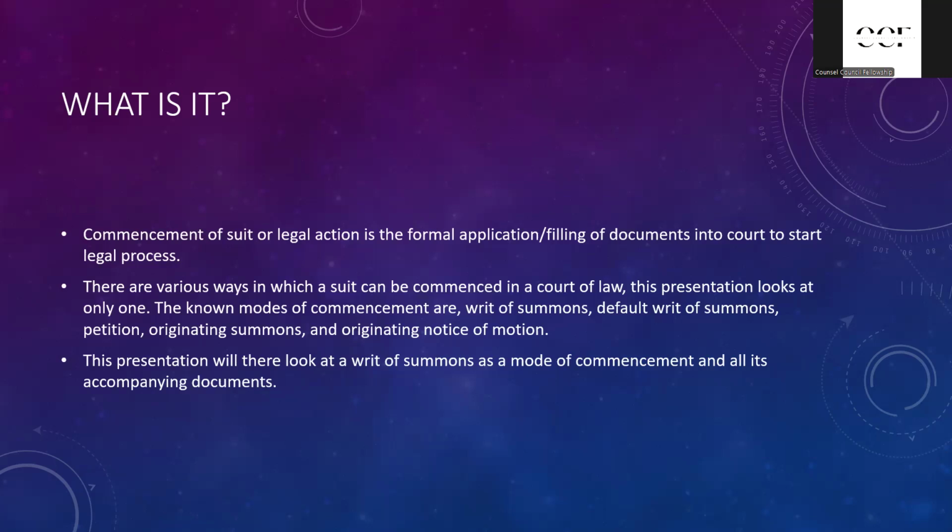Now, we're looking at how someone can commence this legal process. And we agreed in our last class that there are numerous methods or ways that a person can commence a legal matter in a court of law. Some of which are writ of summons, default writ of summons, petitions, originating summons, or originating notice of motion. Those are the modes provided by law by which one can commence a legal process in a court of law.